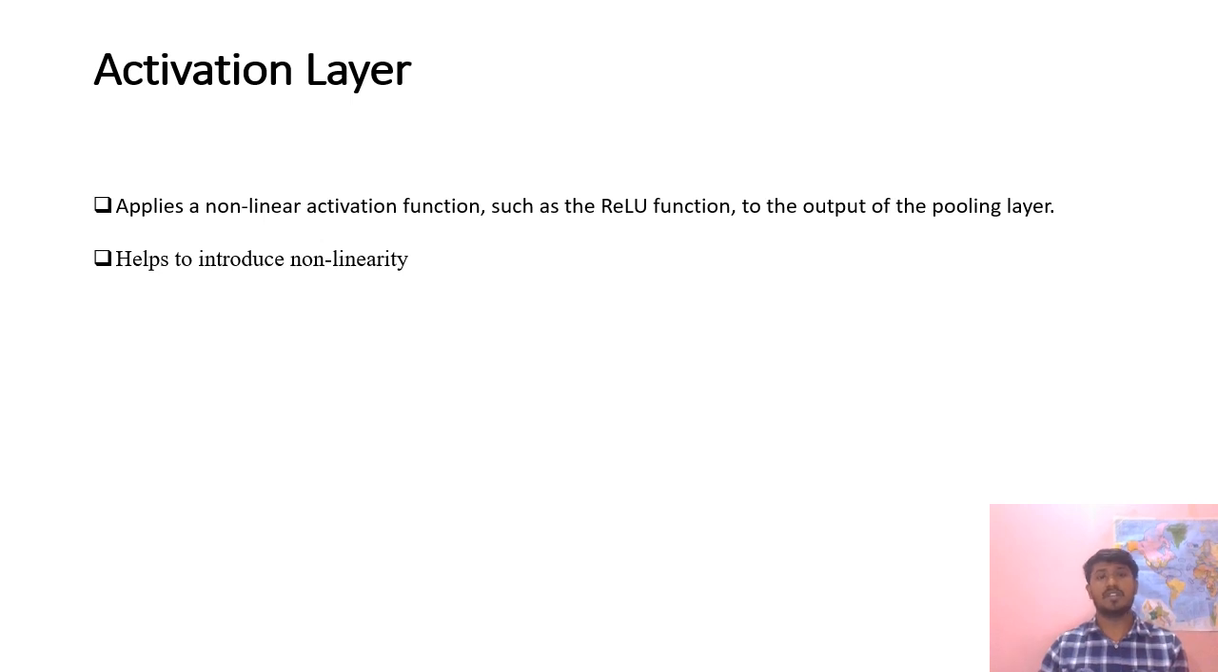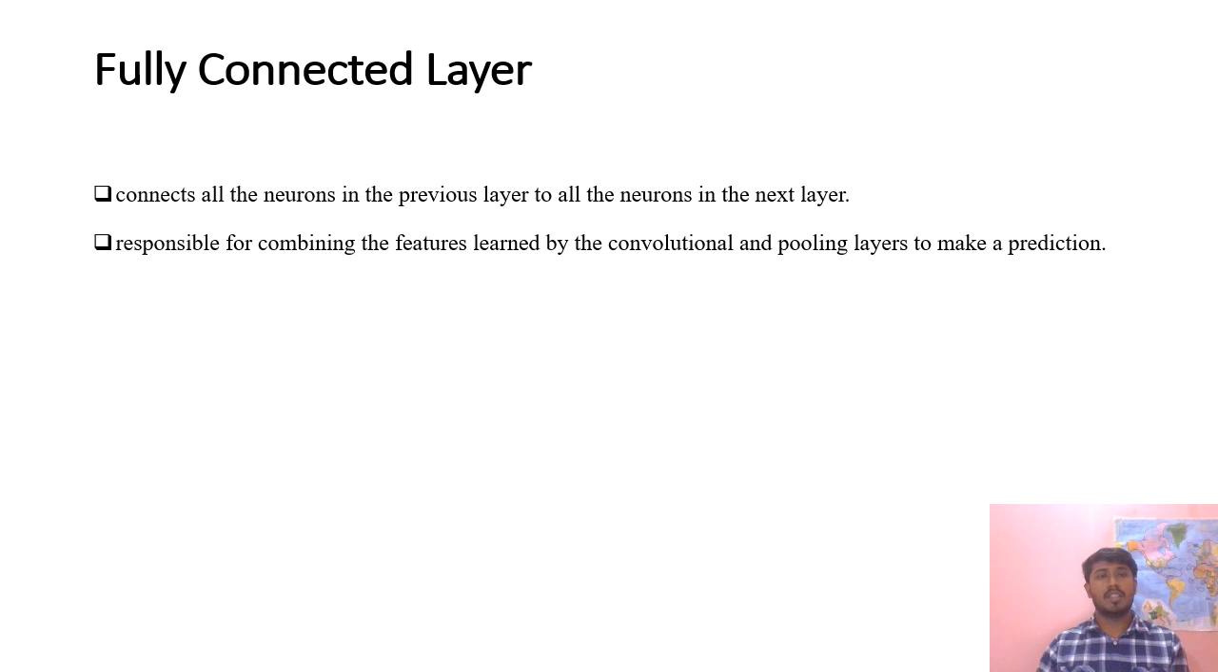Now we'll see the activation layer. It applies a nonlinear activation function such as the ReLU function to the output of the pooling layers. It helps to introduce nonlinearity. Now the fully connected layer connects all the neurons in the previous layer to all the neurons in the next layer, and is responsible for combining the features learned by the convolutional and pooling layers to make predictions.